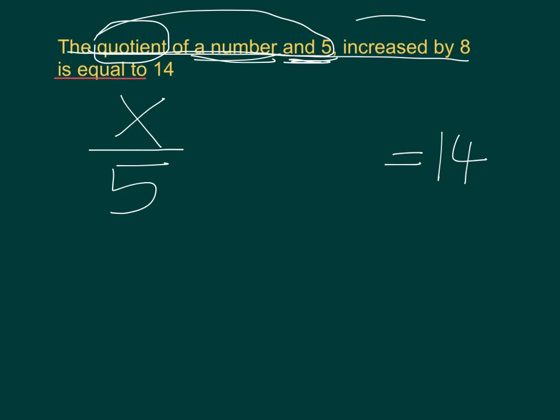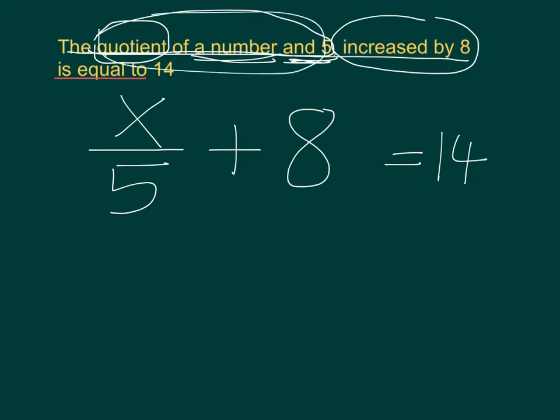What's next? Increased by 8. Well, we know increase makes things go up, and it's not multiplication. So increased by 8 just means add 8 to it. And that is our equation. The quotient of a number and 5, we did that, increased by 8, we did that, is equal to 14, we did that.